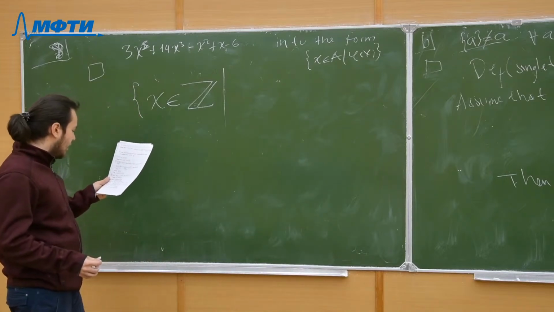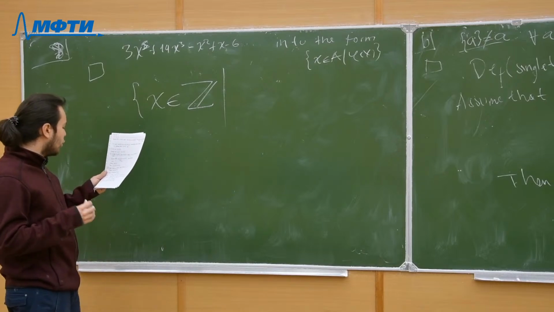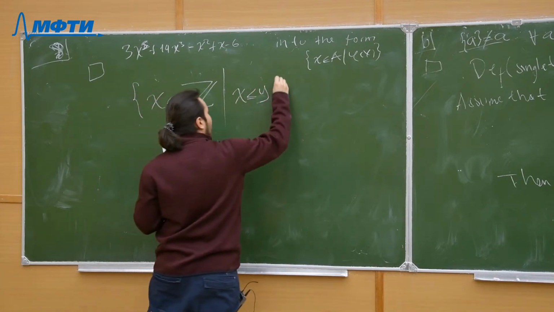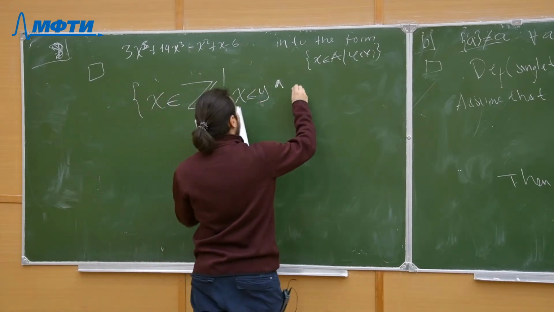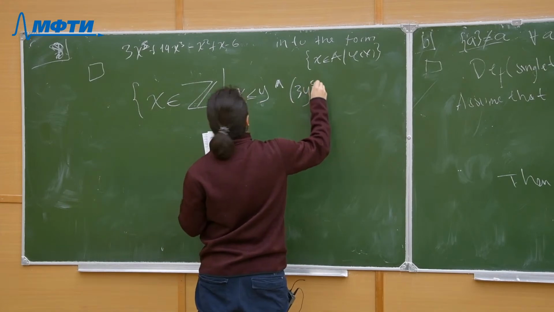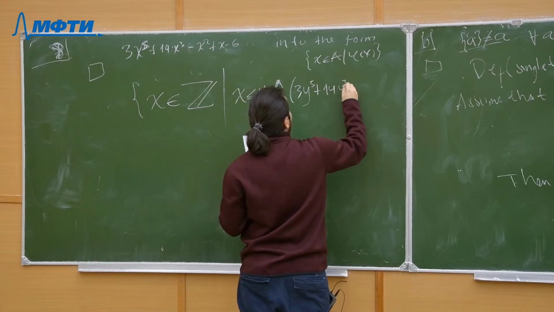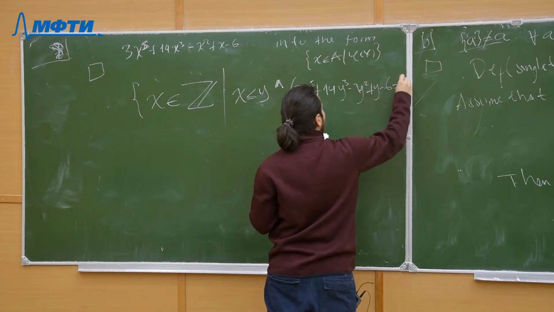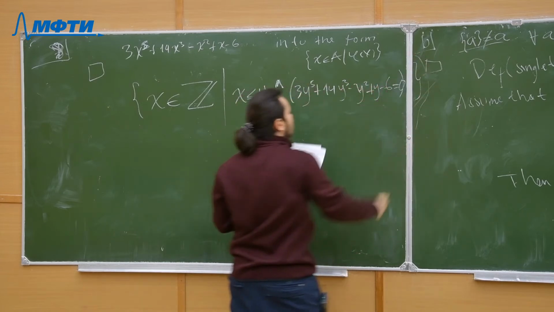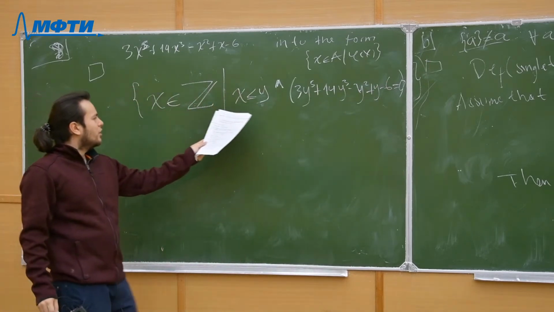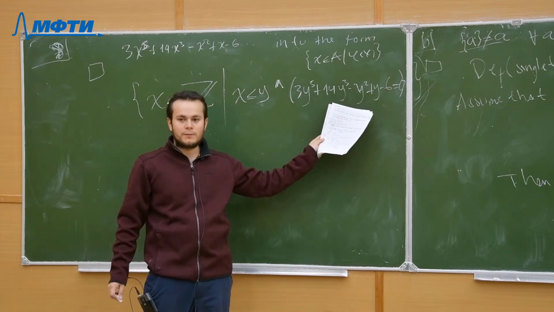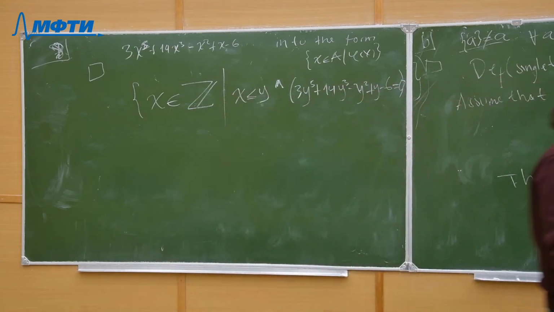Which one? That they are less or equal than some root of the polynomial, such that x is less or equal than y, where y is the solution of this polynomial 3y to the 5th plus 14y cubed minus y squared plus y minus 6 equals 0. So all the integers such that they are less or equal than all the solutions of this polynomial. And that's it.